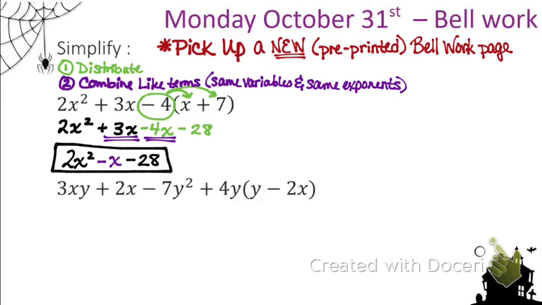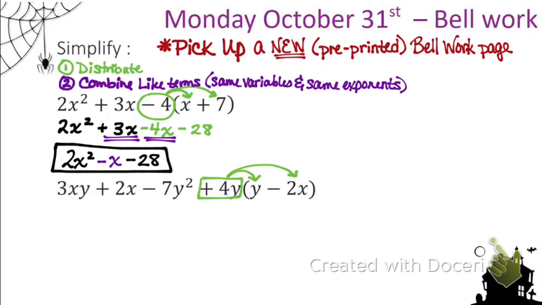Number 2. Same 2 steps as before. What do I do first? Distribute. What am I distributing? 4y. Positive or negative 4y? Positive 4y. How many terms do I need to distribute it to? You're correct. 2 terms. Michael, what do I get when I distribute to those 2 terms back there?